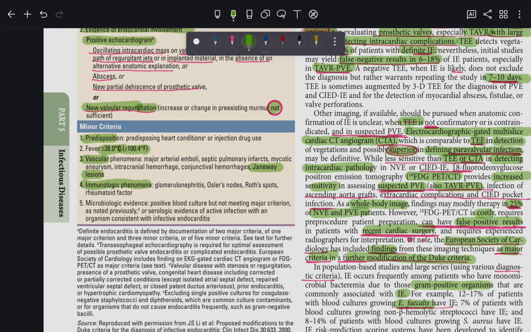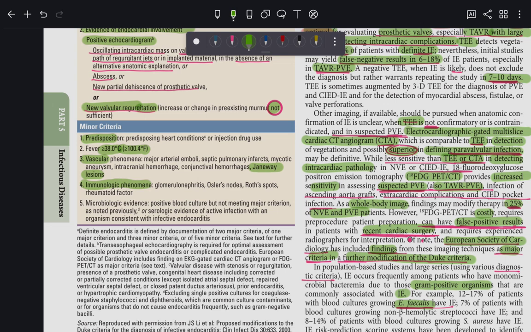So suppose a patient's rheumatoid factor comes out positive, and the patient has fever of 100.4 degrees Fahrenheit, and intracranial hemorrhage or conjunctival hemorrhage. So fever, conjunctival hemorrhage, and positive rheumatoid factor: three minor criteria have been fulfilled. Now one major is to be fulfilled, and the patient will be considered a case of definite infective endocarditis.